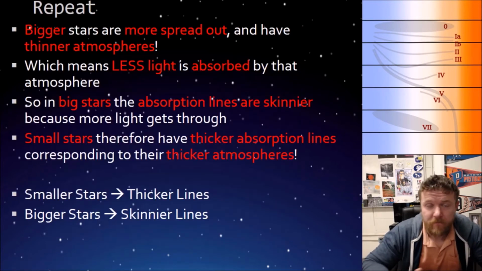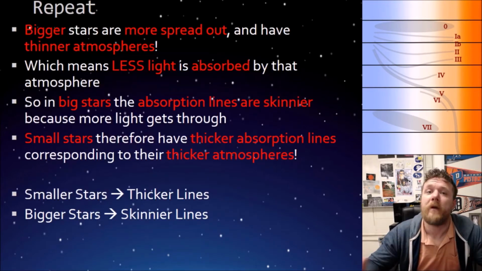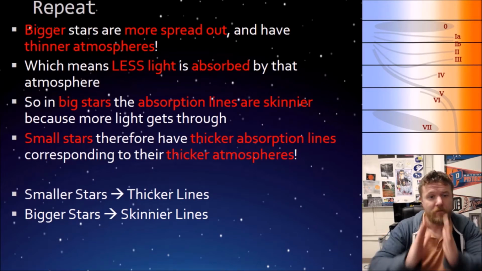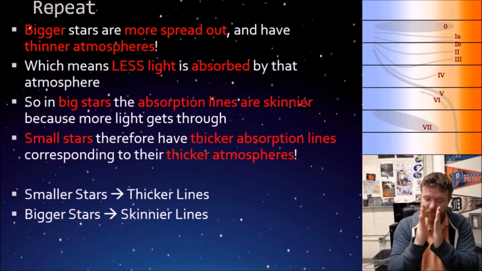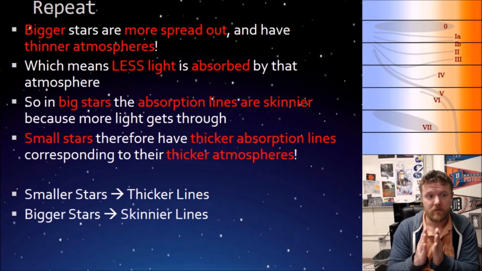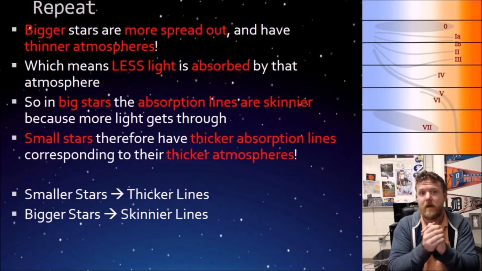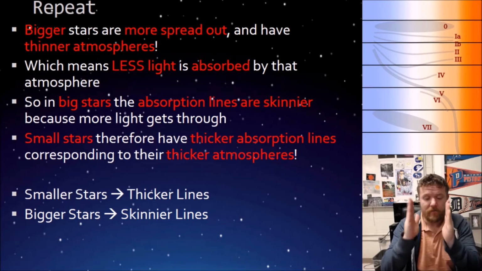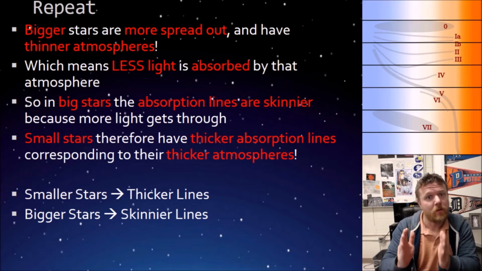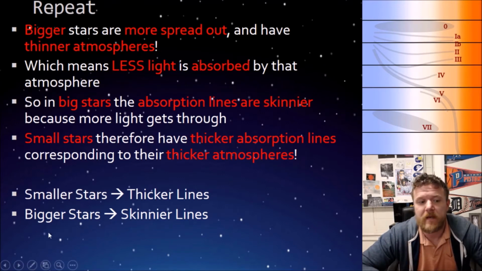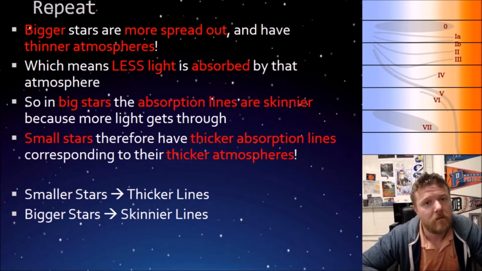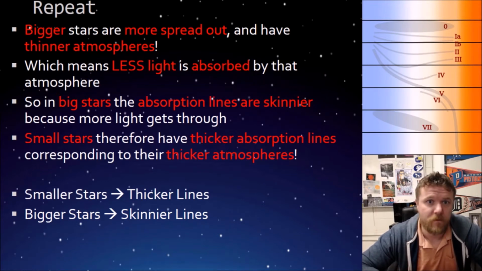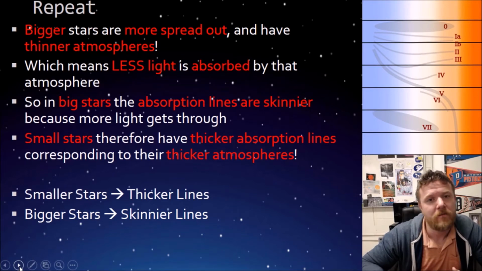Let me repeat myself for the 300th time. Bigger stars are more spread out. They have thinner atmospheres, which means less light is absorbed, which means you have thinner spectral lines. Small stars have thicker atmospheres, and so they have thicker absorption lines because they absorb more light. Please write this down. Small stars, thicker absorption lines. Big stars, thinner absorption lines. If I've repeated myself this many times, you're going to see it on a test.